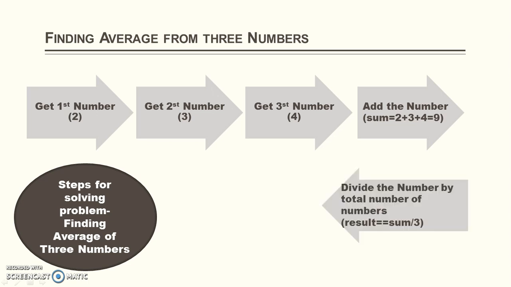Then we have to divide the sum by the total number of numbers. That means you have to divide the sum by 3, because we are finding the average of 3 numbers, and this result will be stored into a result variable, and we can announce the result, that is nothing but the average of the 3 numbers, that is the mean.